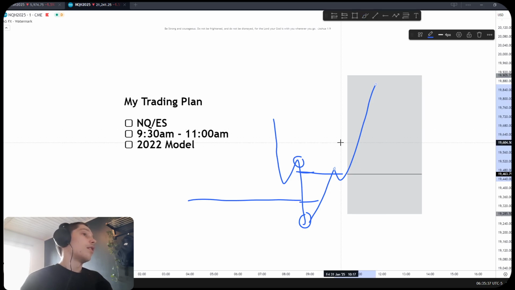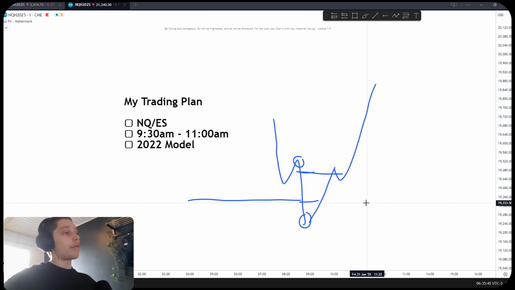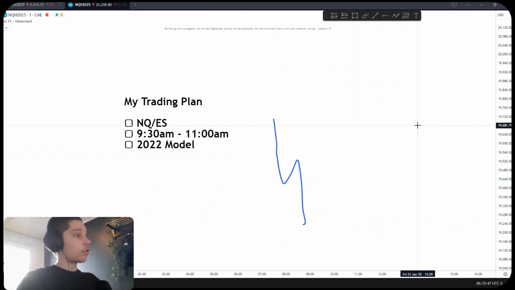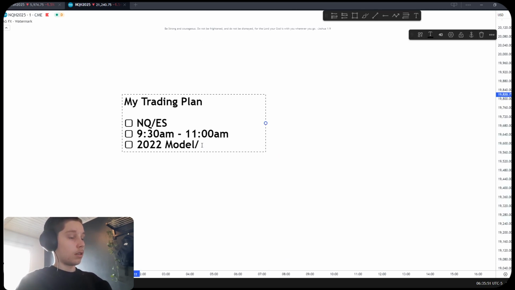So to my strategy, I don't always need to see the break of structure to the upside. The inversion fair value gap, IFVG, is often good enough. So that simple model, you don't really need much more.